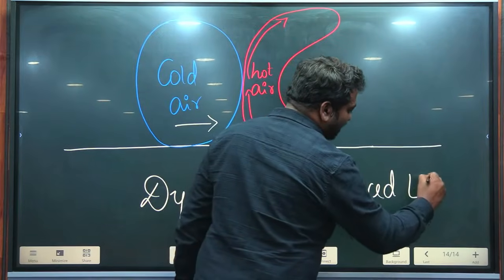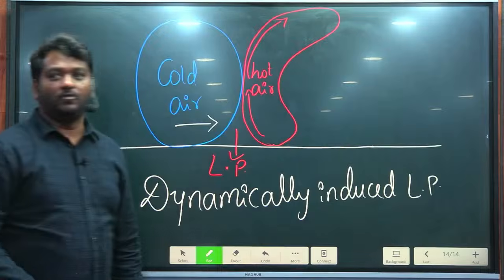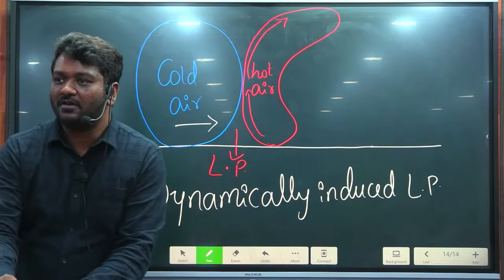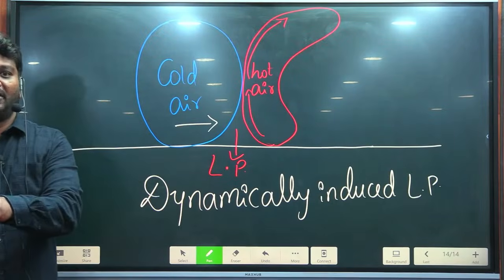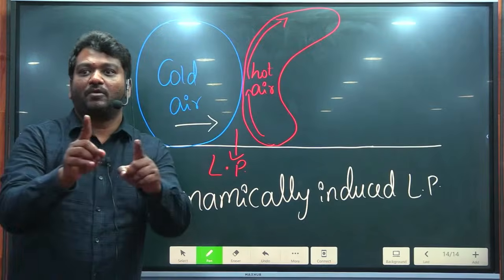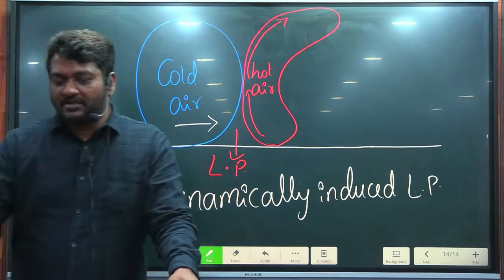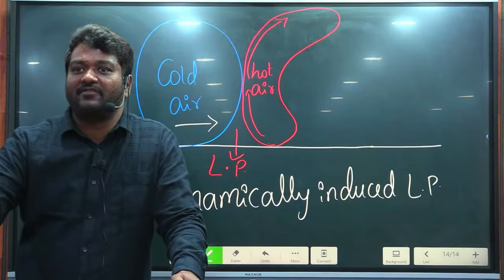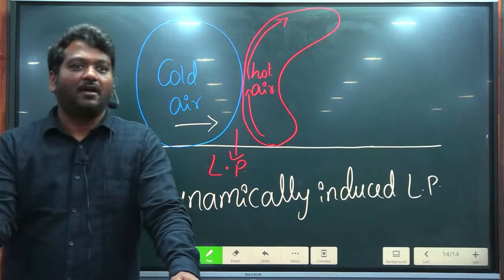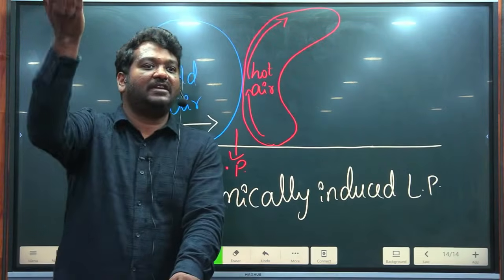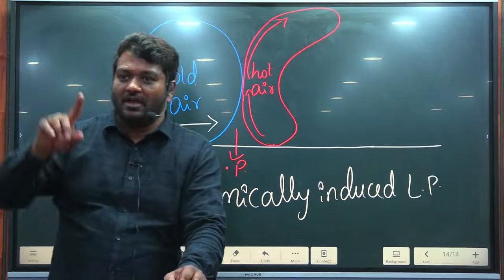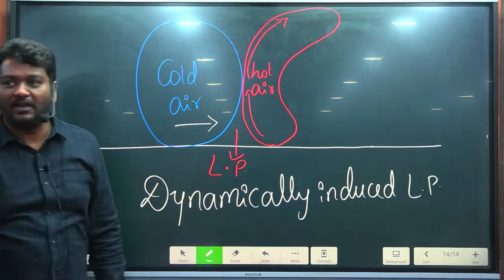Dynamically induced. What type of pressure? Low pressure. What are the two types you saw? Thermally induced, dynamically induced. What is the meaning of thermally induced? Surface temperature, wherever it is hot, air rises. As hot air rises, there will be cooling. So that is called thermally induced.